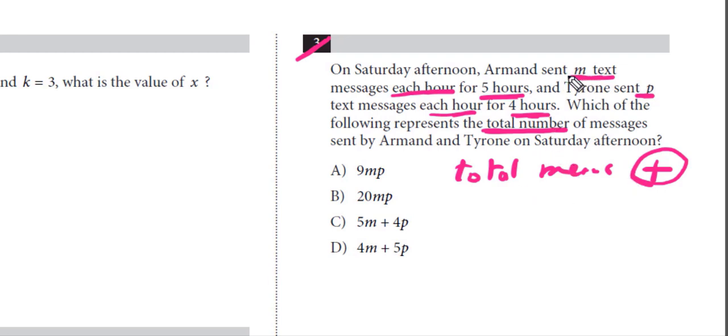Since he sent M in each hour for 5 hours, you must multiply here. Then he sent 5M. And the next, Terence sent P for 4 hours, then it is 4P. For their total, you will add them, 5M plus 4P, which is C. These are number 1 and number 3.